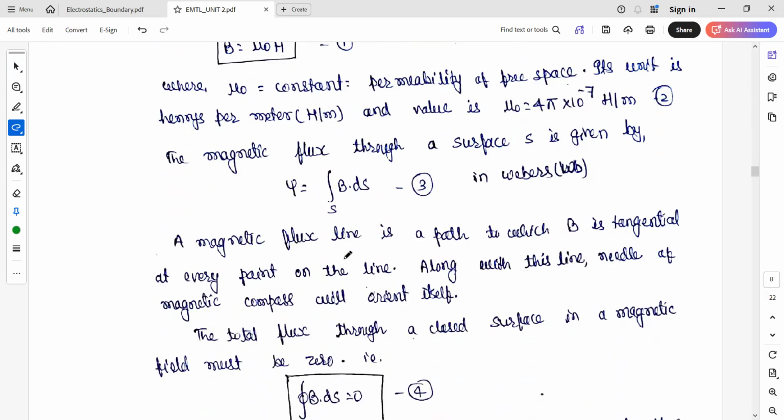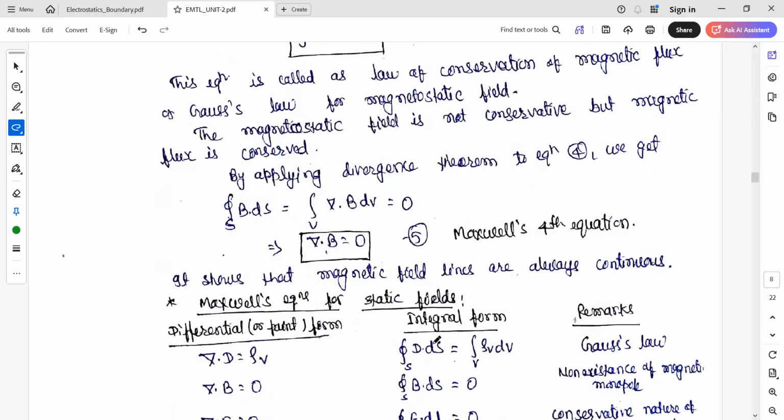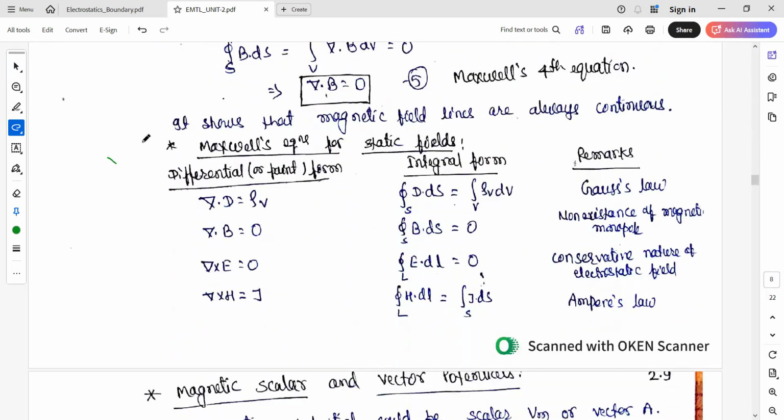Again, we have this discussion of magnetic flux and all this. And this is very important here: Maxwell's equations for a static field in differential form and integral form.